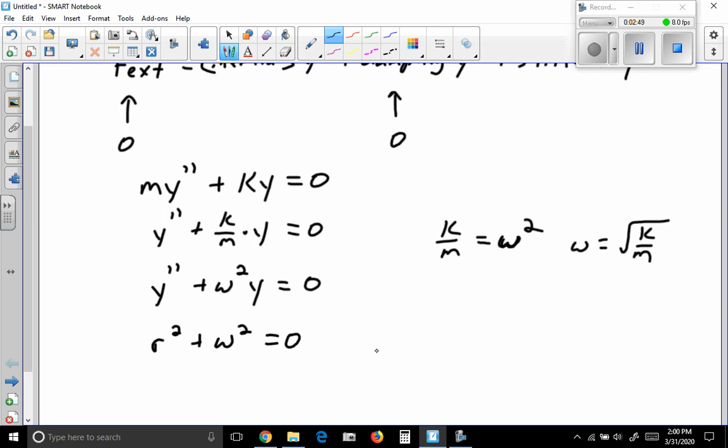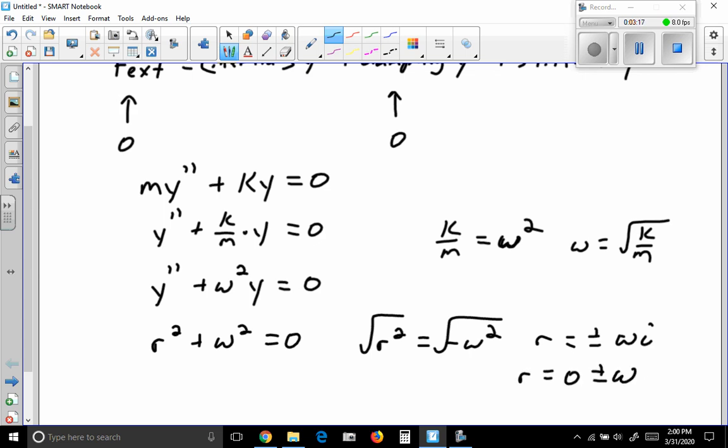If we subtract omega squared from both sides, r squared is minus omega squared. Take the square root of both sides. Omega squared would be a positive value, so we're taking the square root of a negative, so this is imaginary. Square root of omega squared is omega, so omega i. Or we could say 0 plus or minus omega i. So we called k over m omega squared, so that when we move that over and take the square root, we get exactly omega.